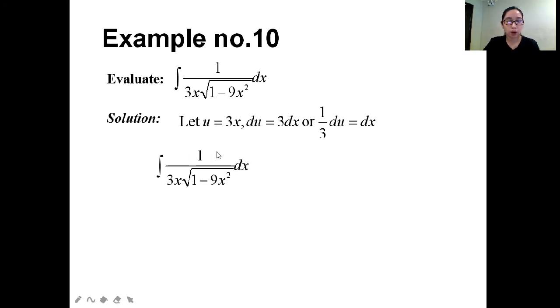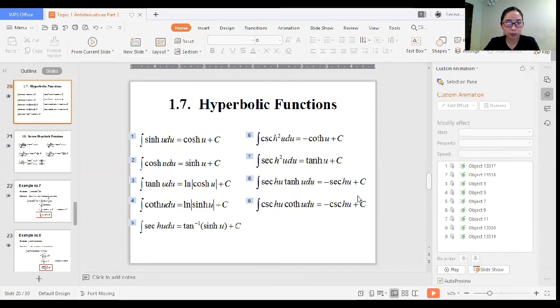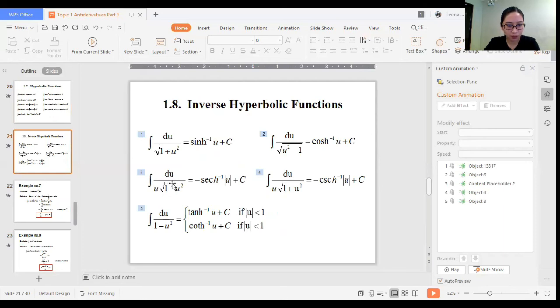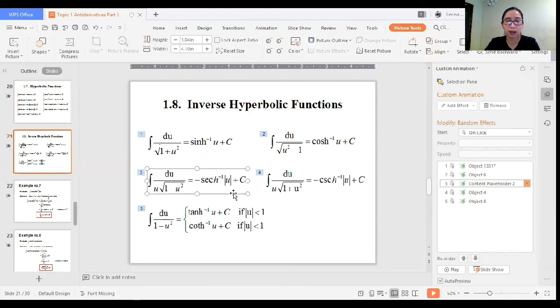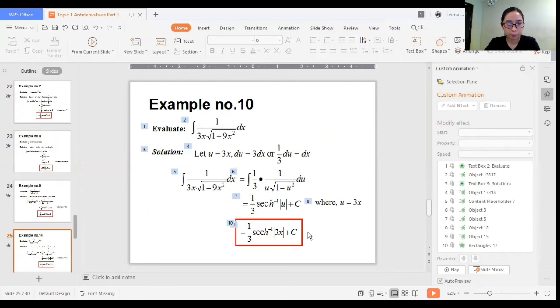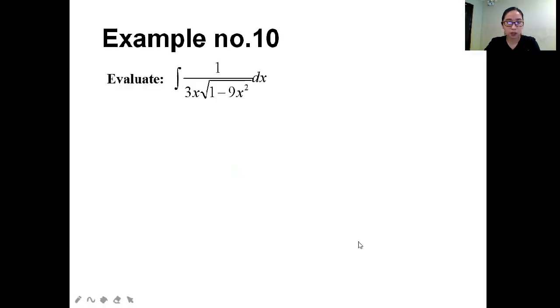So, the integral of 1 over 3x square root of 1 minus 9x squared dx, naa tay mapurma nga magamit nato ang inverse hyperbolic. So, we have integral of 1/3 du times 1 over u square root of 1 minus u squared. So, balikan na nato ang inverse hyperbolic kagaina. So, naa tay integral of du over u square root of 1 minus u squared is equal to negative sech inverse, absolute value of u plus c. So, mao na ang atong answer.